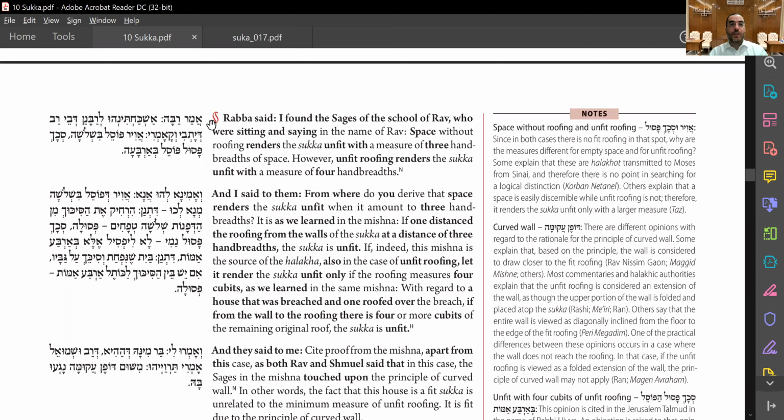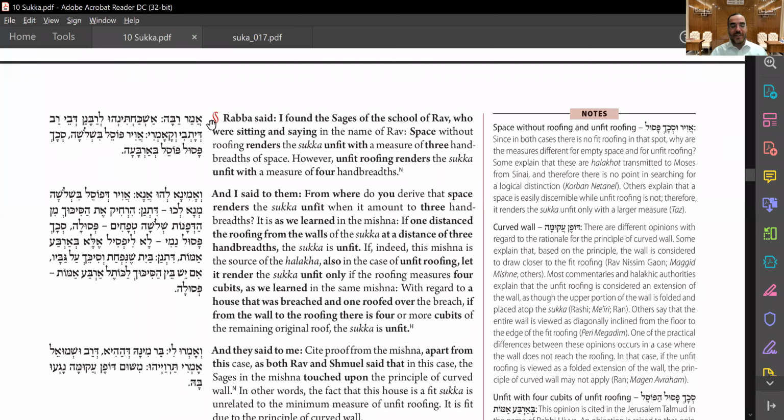Amar Rabbah, ashkachtinhu Rabbanan de Be Rav. Rabbah says, I saw the students in the school of Rav. Truth is that Be Rav can mean just the students of the study house of the rabbi. But here we translate it as Rav, meaning the Amora Rav. I think that phrase can go either way.